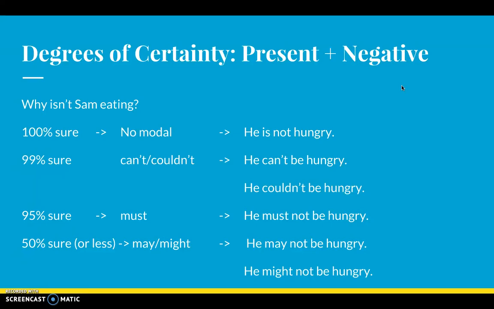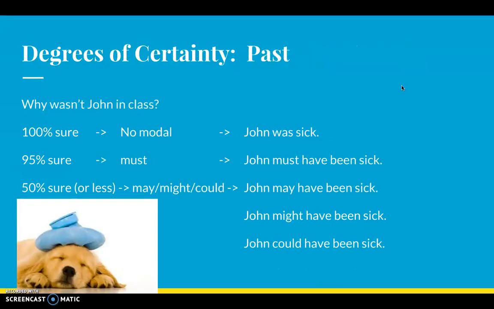If we're 50% sure or less than 50% sure, we're really just offering possibilities here. So we'll say, well, he may not be hungry, or he might not want the food that we have. So may and might are our options there.